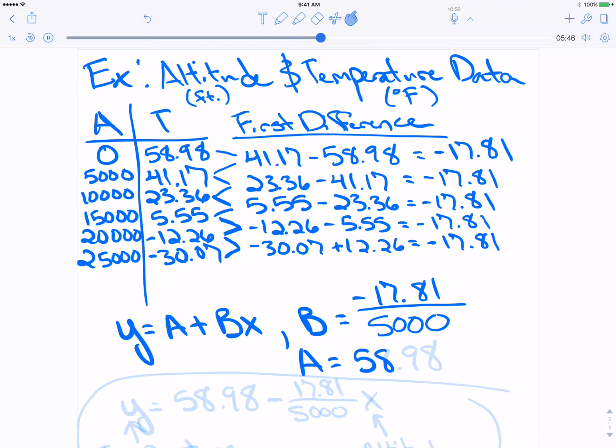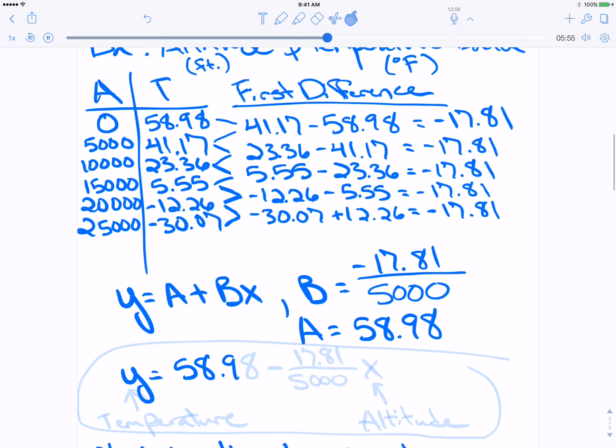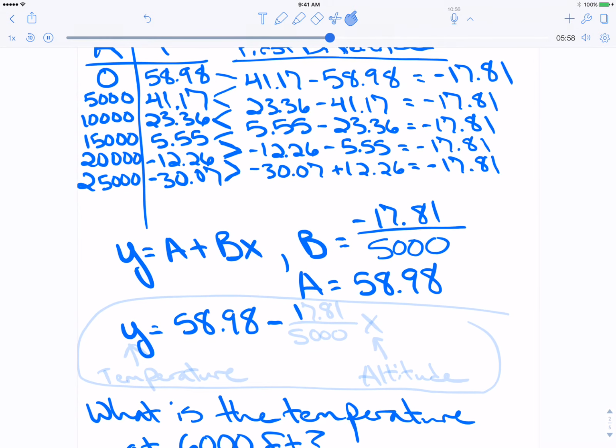equal to 58.98. So my equation for the linear model here is going to be given by y is equal to 58.98 minus 17.81 over 5,000 times x, where x, remember, is altitude, and y is temperature.